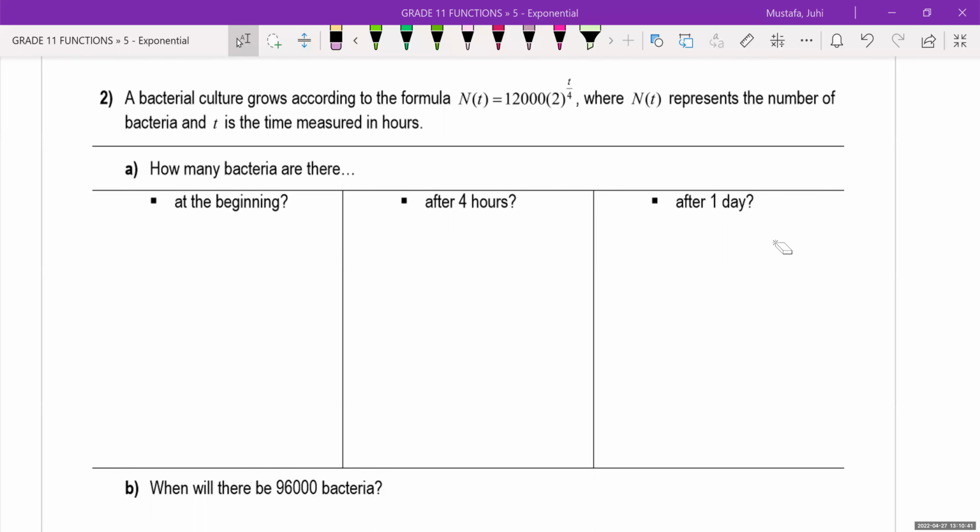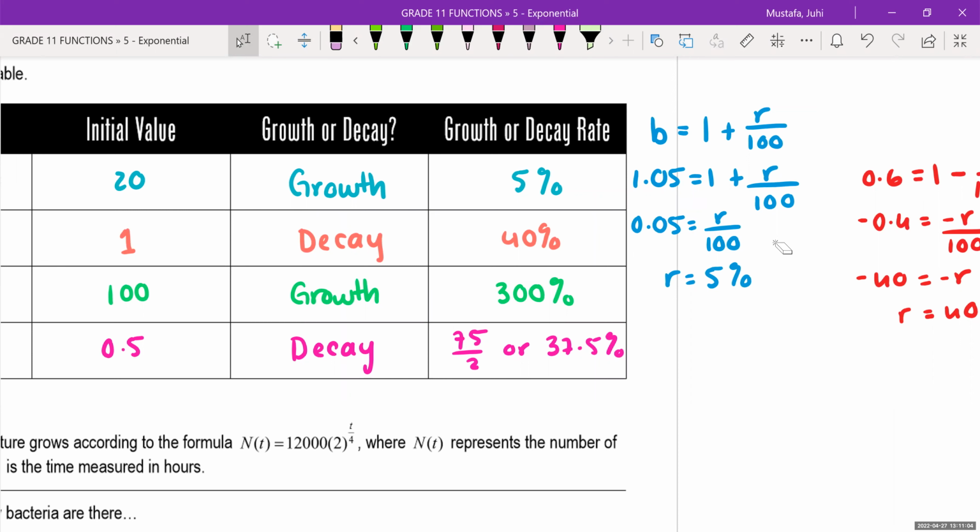A bacterial culture grows according to the formula N of T is equal to 12,000, 2 to the power of T over 4, where N of T represents the number of bacteria and T is the time measured in hours. You have to be really mindful of the units they tell you in the question and be consistent. If they say T is measured in hours, make sure all of your calculations are also in hours. Does decimal or fraction doesn't matter.